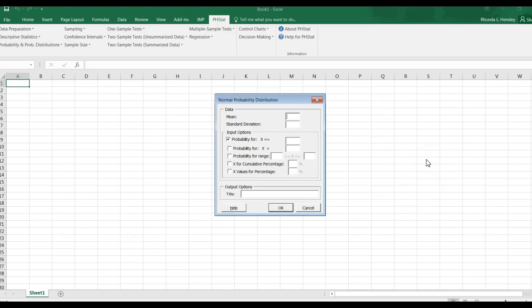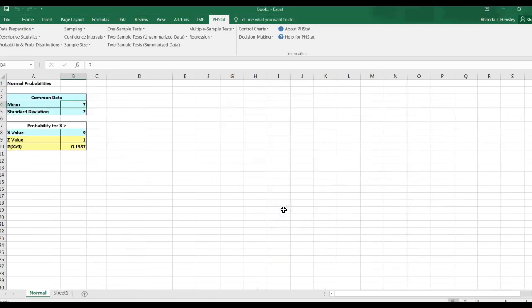And it wants a little bit of information. It wants to know what your mean is. Remember example 6.1, our mean was 7 seconds, and our standard deviation was 2 seconds. And it automatically defaults to probability that it's less than or equal to. That's what the table would give you, but we want the probability that's greater than 9 seconds. So I put the 9 in, and you'll see you can do a range in here, and pretty much anything you want. So say okay, and there's your answer, 0.1587.